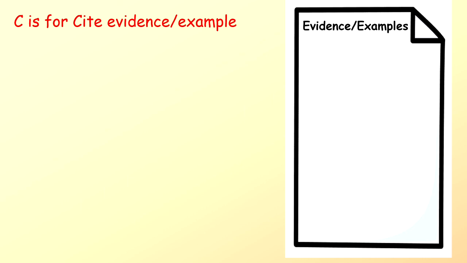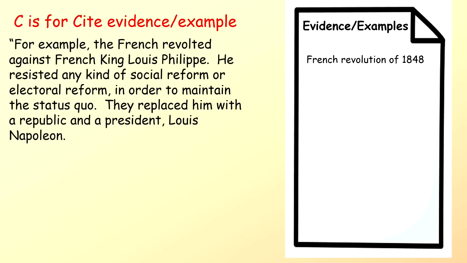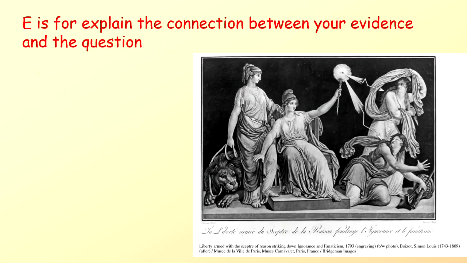C is for cite the evidence. And so we're going to brainstorm a little bit of evidence. Some examples. Well, I can only come up really with the French Revolution of 1848. And guess what? I only need one. So I might cite that by saying this. For example, the French revolted against French King Louis Philippe. He resisted any kind of social reform or electoral reform in order to maintain the status quo. They replaced him with a republic and a president, Louis Napoleon. Remember, you only need one example.